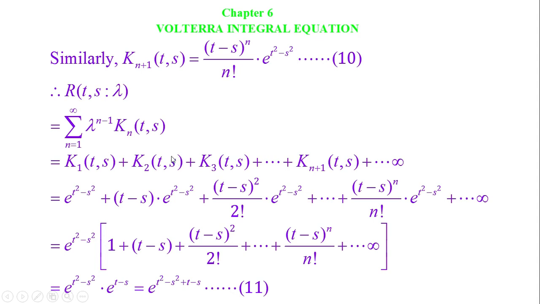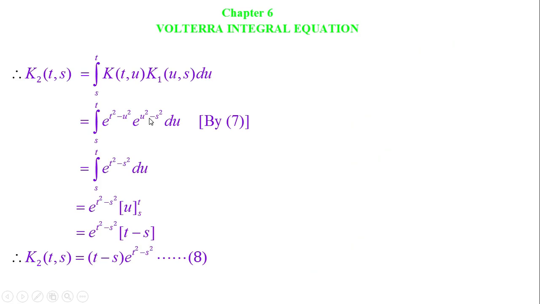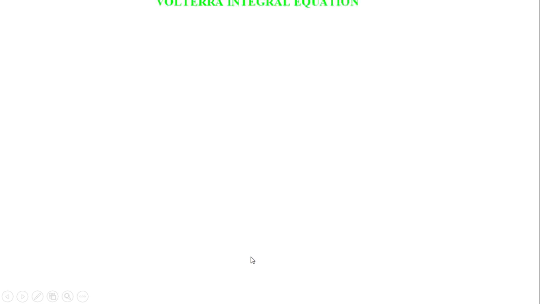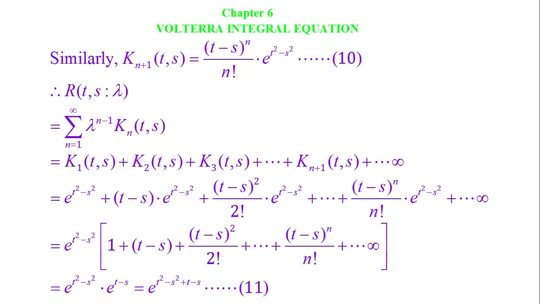You may ask where is the lambda, since on one of the pages I find that lambda is 1 here. Lambda is 1. Okay, so if we put lambda equals 1, then 1 to the power n minus 1 is 1, that means no need to write it. So only if I put n equals 1, 2, 3, 4, 5 up to infinity in place of n, then we'll find the first iterated kernel, second iterated kernel, third iterated kernel.